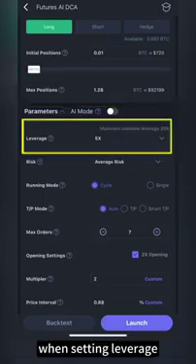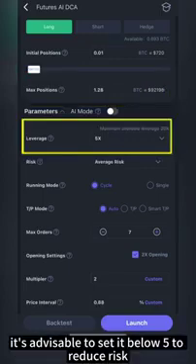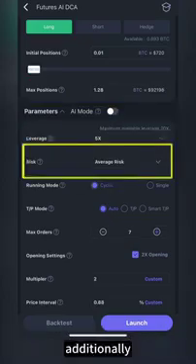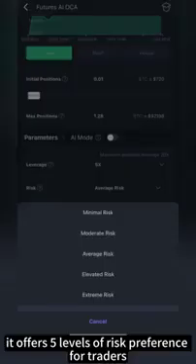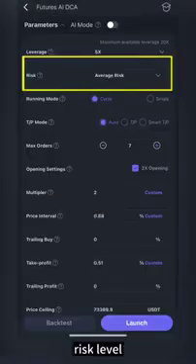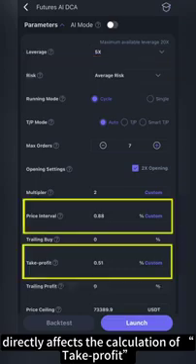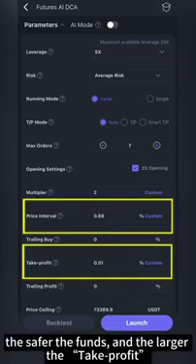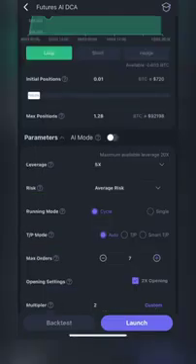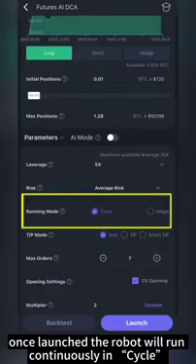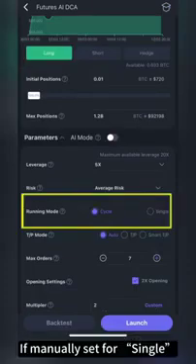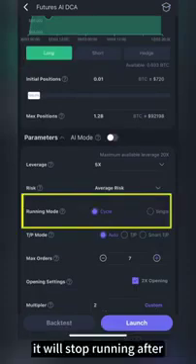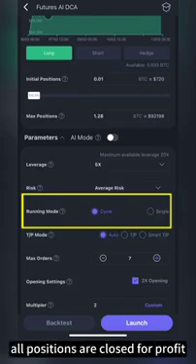When setting leverage, it's advisable to set it below 5 to reduce risk. Additionally, it offers 5 levels of risk preference for traders. Risk level directly affects the calculation of take profit and price interval. The lower the risk level, the safer the funds, and the larger the take profit and price interval. Once launched, the robot will run continuously in cycle. If manually set to single, it will stop running after all positions are closed for profit.